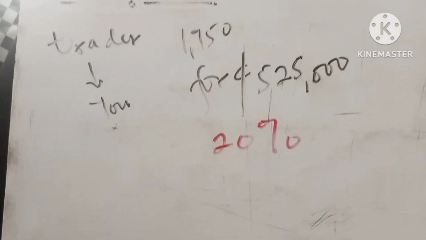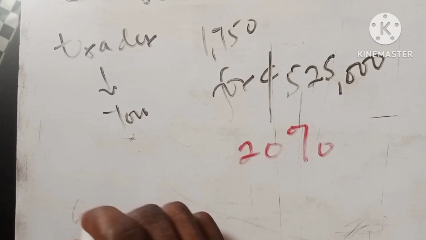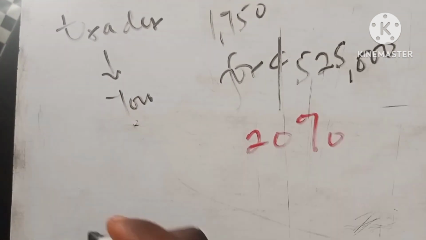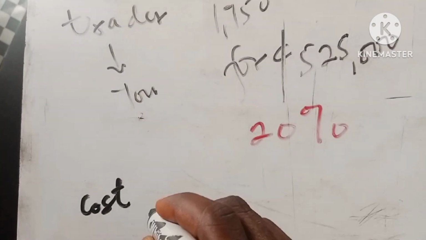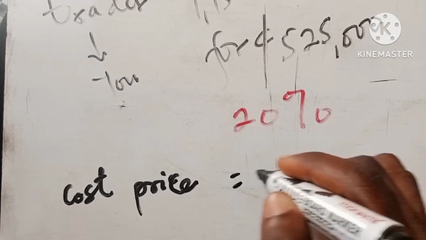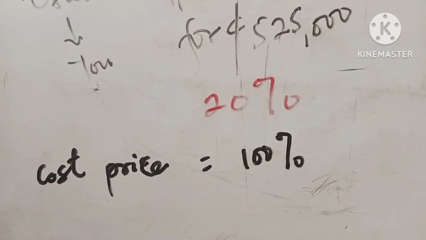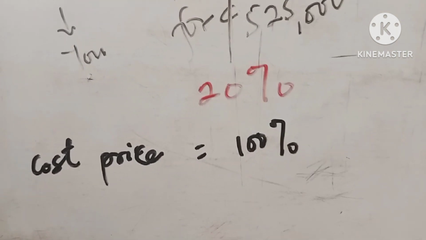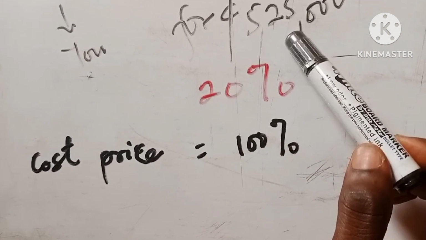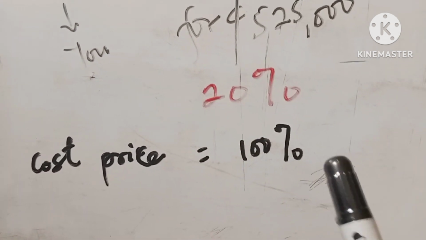One thing you must always know is that the cost price of any article you are selling is always equivalent to 100%. That is the baseline, the amount that you are paying. If you go to the market and this marker costs you maybe $5, that is exactly 100%. So that's the cost price.